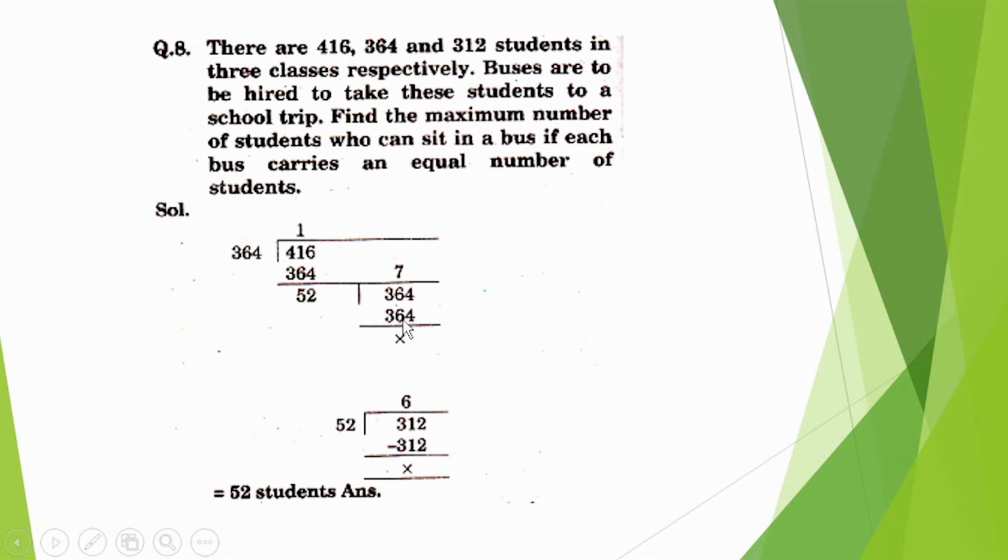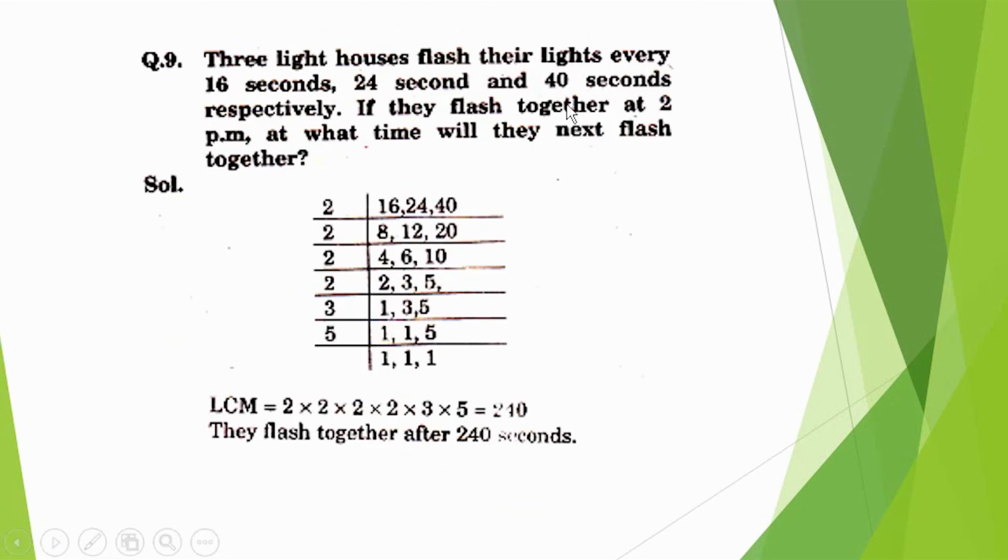364 ones are 364. Remainder becomes 52. When 52 is multiplied by 7, the answer comes 364. Now 52 is the smallest value of divisor. Now 52 is taken as it is and we take the smallest value 312. 52 multiplied by 6 is 312. The answer is 52 students, because 52 is here and 52 is here, which is the highest common factor.